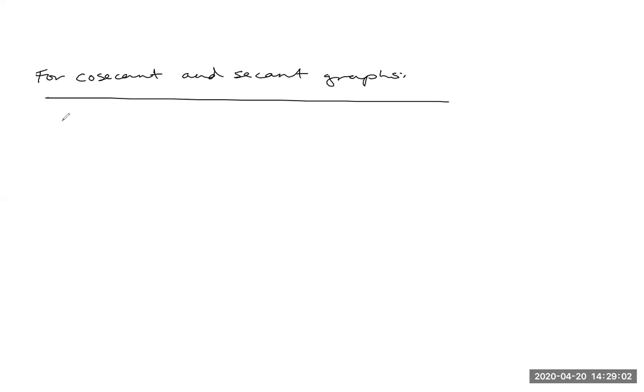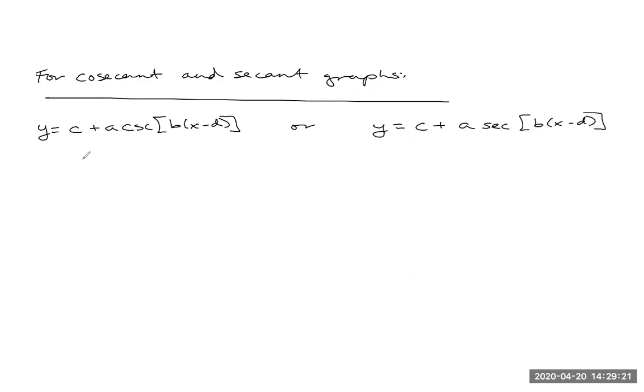So you're going to have y equals c plus a cosecant quantity b times x minus d, or y equals c plus a secant b times x minus d. You are essentially going to go about graphing the same way that you do for sine, or cosine respectively.